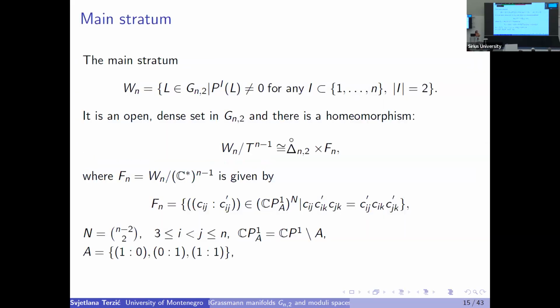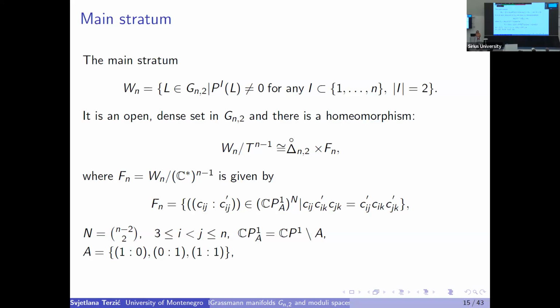And then among all strata, we have a main stratum. The main stratum is given by those points of the Grassmann manifold whose Plücker coordinates are all non-zero. This main stratum is easy to see: it's an open dense set in G n 2. According to what we proved, the orbit space of this main stratum, where T^{n-1} acts freely, is homeomorphic to the interior of the hypersimplex Delta n 2.